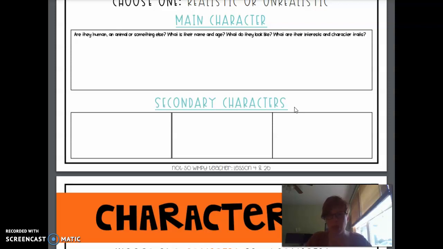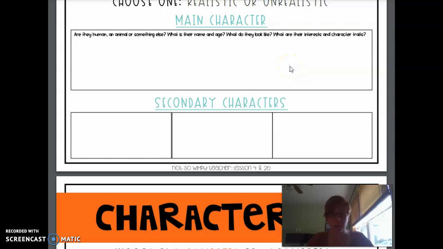So you are going to come up with some secondary characters for your story. We have 3 boxes. I want you to come up with 3 different characters. Now, you don't have to spend time describing these 3 characters unless you want to, if you feel like it's important to your story. But my main focus for you is to describe your main character.